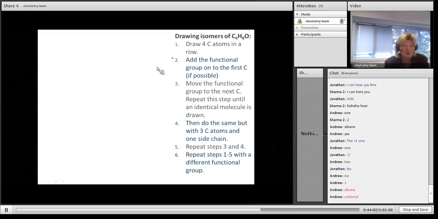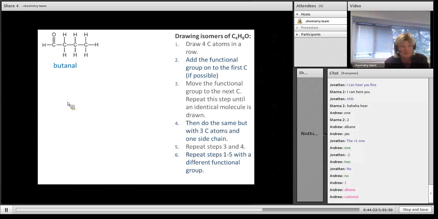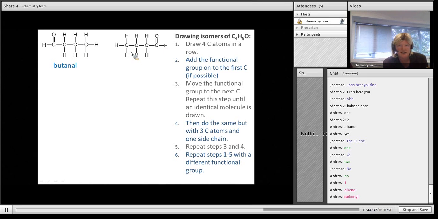So 4 carbons in a row, 1, 2, 3, 4, and I've decided to do the aldehyde first. So on carbon 1, I draw the aldehyde. And naming it really helps to work out whether you've made an identical molecule. I don't have to put the 1 in for butan-1-al, because remember, an aldehyde is always at the end of a molecule. Say now I move that carbonyl group to the last carbon. Can you see I've shifted it to the last one, because we know an aldehyde is always at the end, we can't have it in the middle. Have I made a different molecule, or the same molecule?